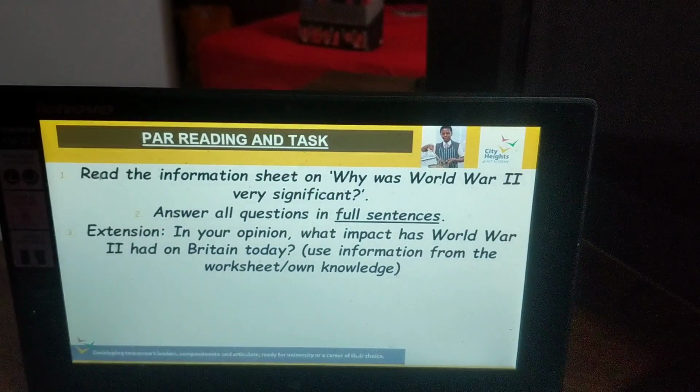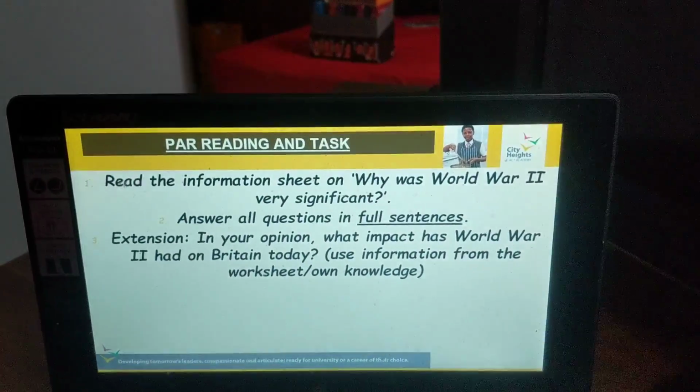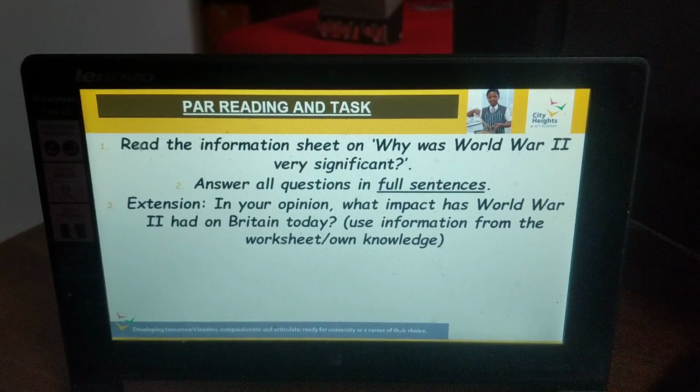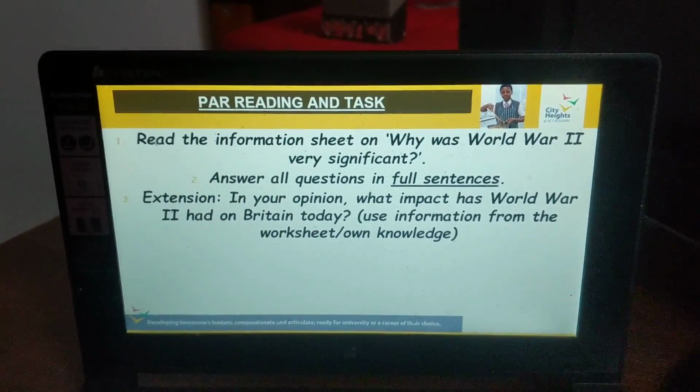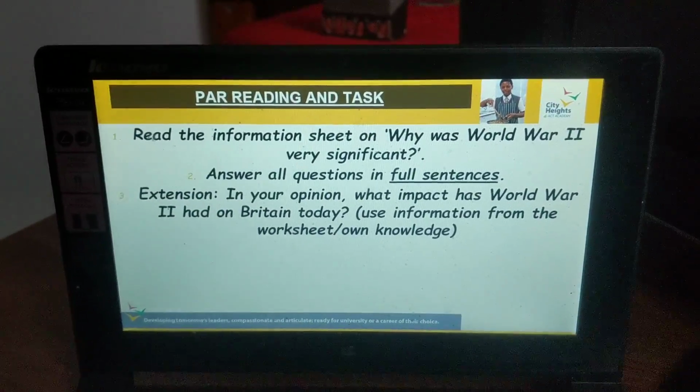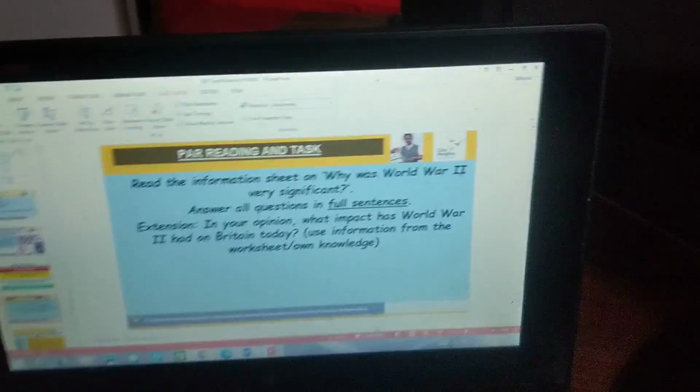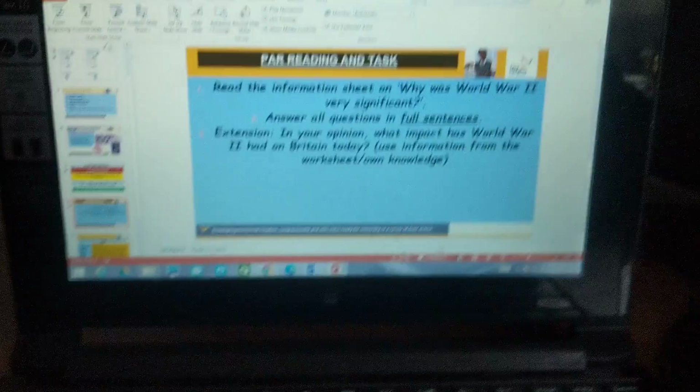Okay, so moving on, after you've done your 6-step vocabulary sentence, you are going to do your PAR reading and task. So you're going to read the information sheet on why was World War II really significant. I'm going to very quickly show you what the document looks like. So bear with me.